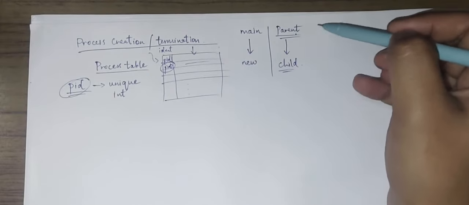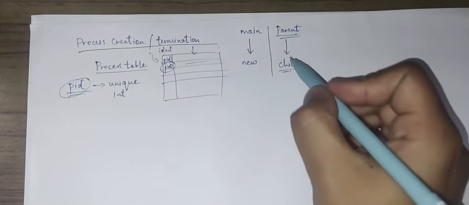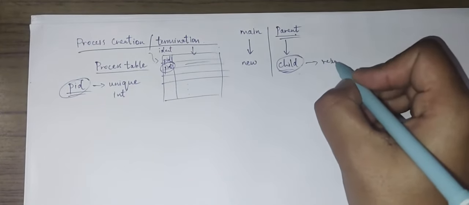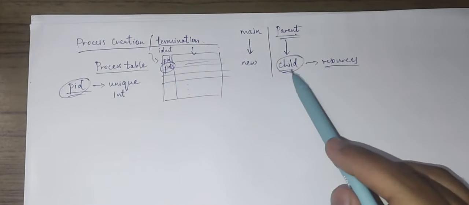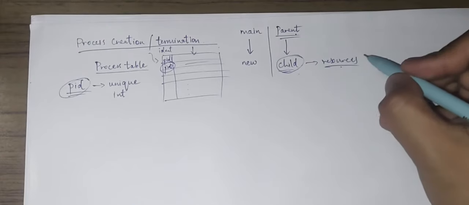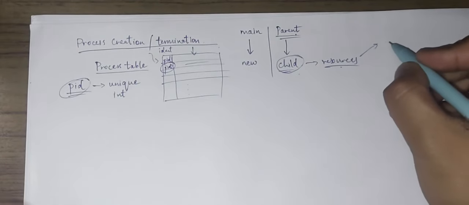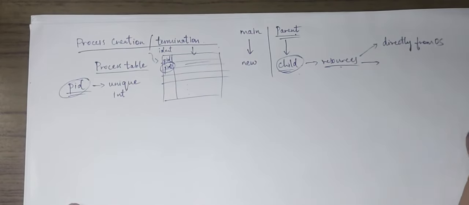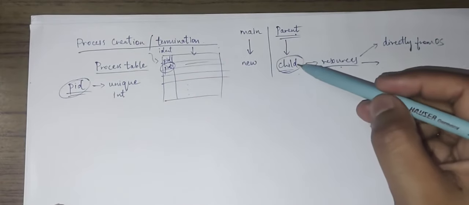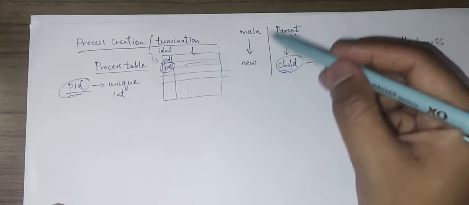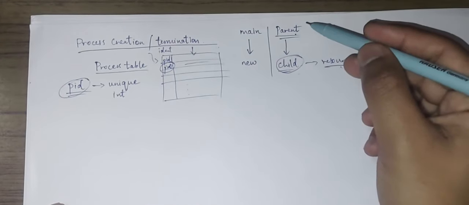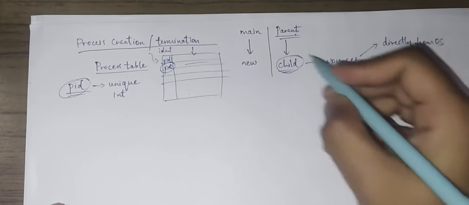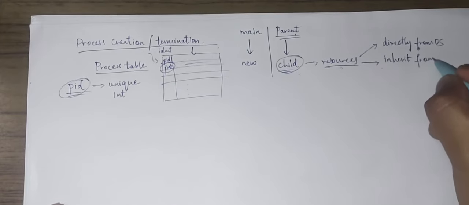Now let's say there was a parent process which created a child process. Now usually this child process would need some kind of resources to do its tasks. Now there are two ways in which the child process can get these resources. One, it can directly ask the OS, so it can directly get these from the OS. Or the second way is that it can be restricted to get the resources from the parent. So whatever the parent has, the child may be able to just inherit from the parent. So there are two ways.